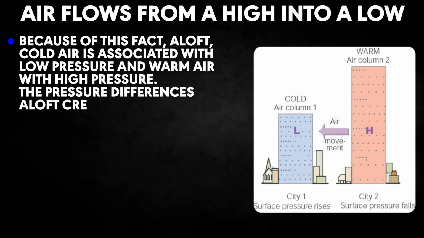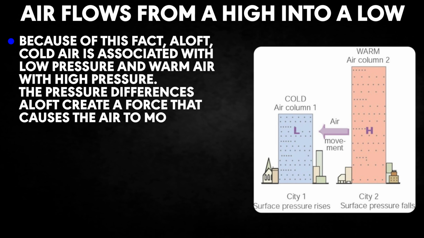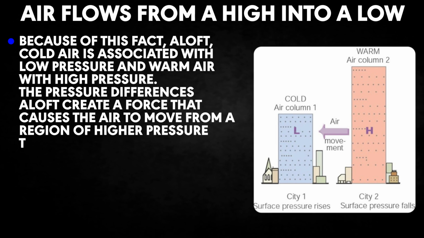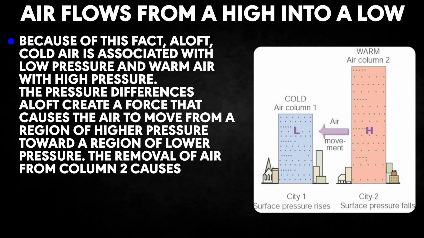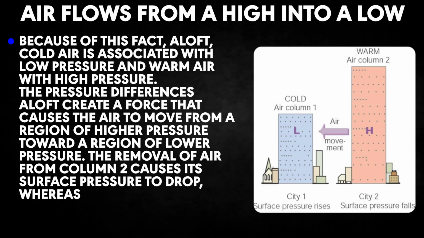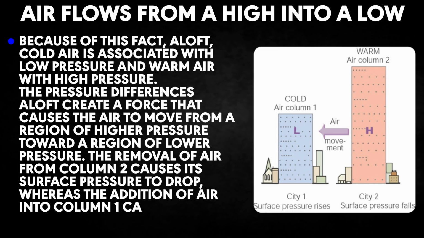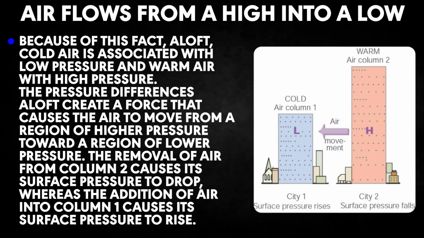The pressure differences aloft create a force that causes the air to move from a region of higher pressure toward a region of lower pressure. The removal of air from column 2 causes its surface pressure to drop, whereas the addition of air into column 1 causes its surface pressure to rise.